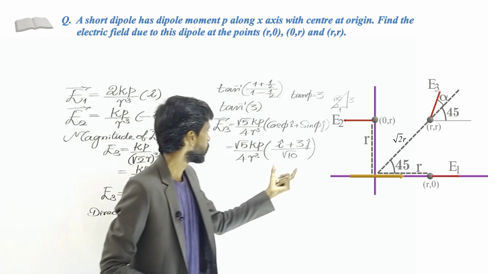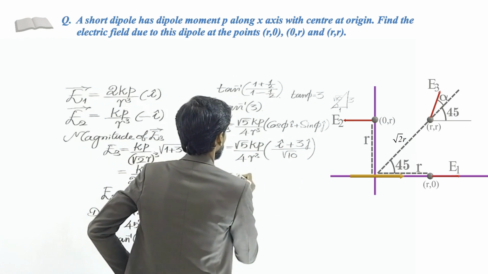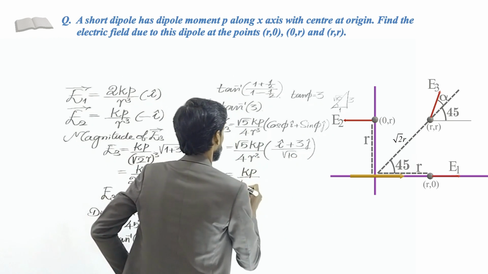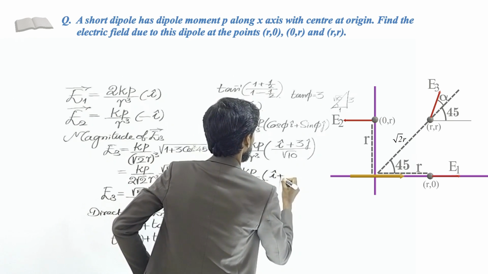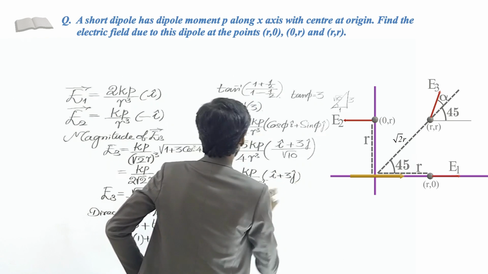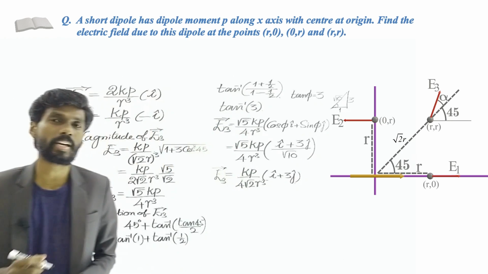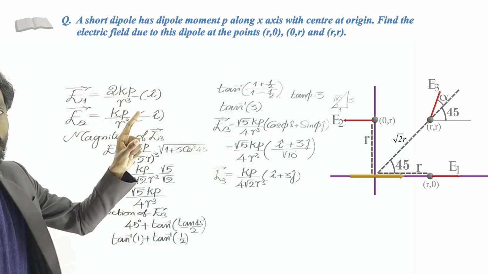Now we can simplify further. So root 10 can be written as root 2 root 5, so root 5 can be cancelled. Which is kp divided by 4 root 2 r cube multiplied by I cap plus 3 j cap. So this is our required E3 vector, that is the electric field due to the dipole at a point r comma r.